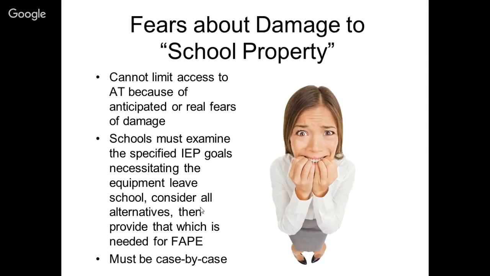In some cases, there are fears about damage to school property. However, this cannot be a reason for denial. The school cannot have an across-the-board policy that AAC can't go home. Remember, it's an individualized decision. Schools and the teams must think about the IEP goals that necessitate the equipment leave the school. Consider all alternatives and then provide what is needed for a free, appropriate public education. The bottom line here is a case-by-case decision.